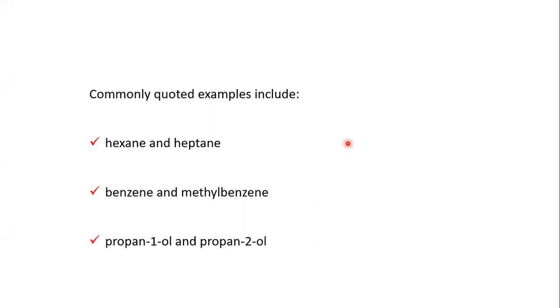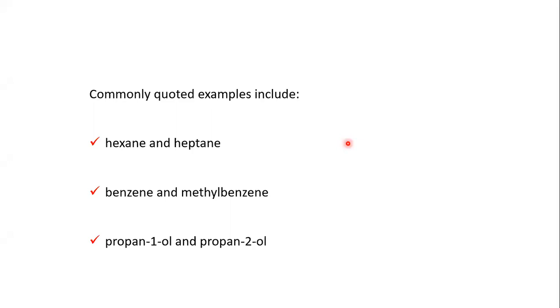So commonly quoted examples are hexane and heptane. Hexane is a 6-carbon chain organic compound, and heptane is a 7-carbon chain organic compound. We have benzene and methyl benzene. So you have a benzene ring, and then the other compound has a methyl substituent on the ring. We also have propan-1-ol and propan-2-ol. This mixture is very close to being ideal because they are almost similar.